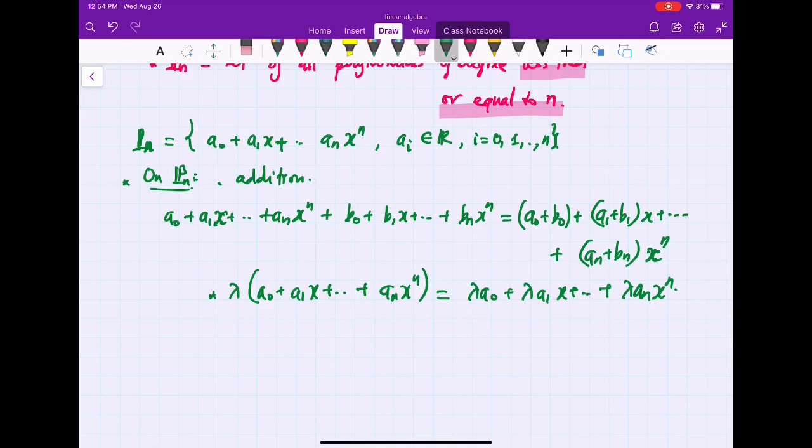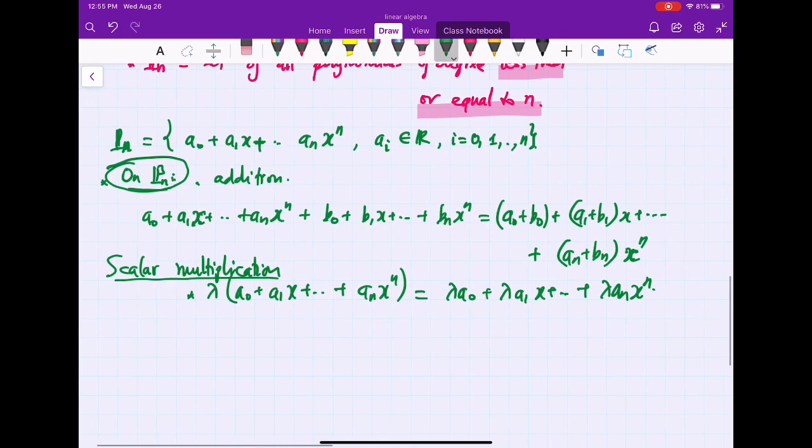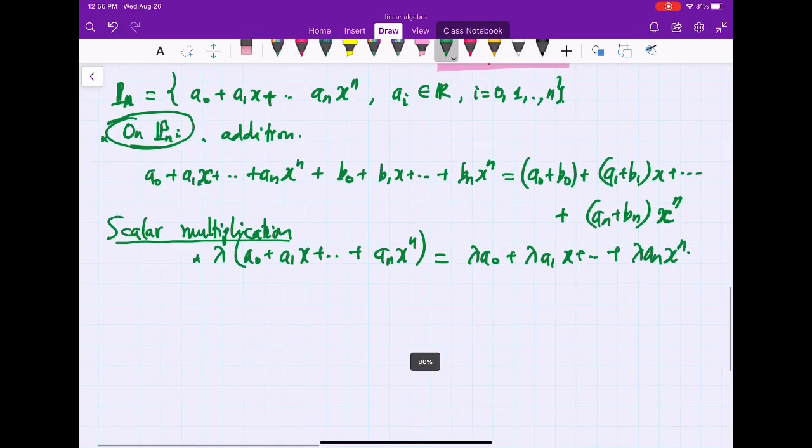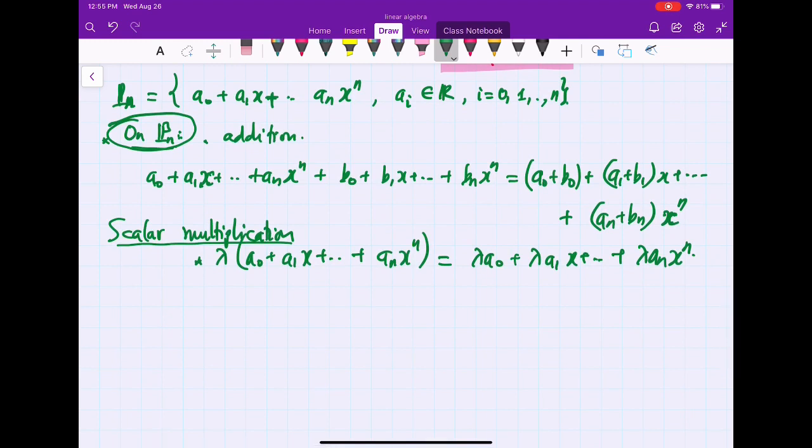Okay, with this addition and scalar multiplication, the set Pn will be a vector space. It is easy to check. Okay, and if we pay attention to this, we might see some relation between Pn and Rn. Look at this. So I had to mention this, right?